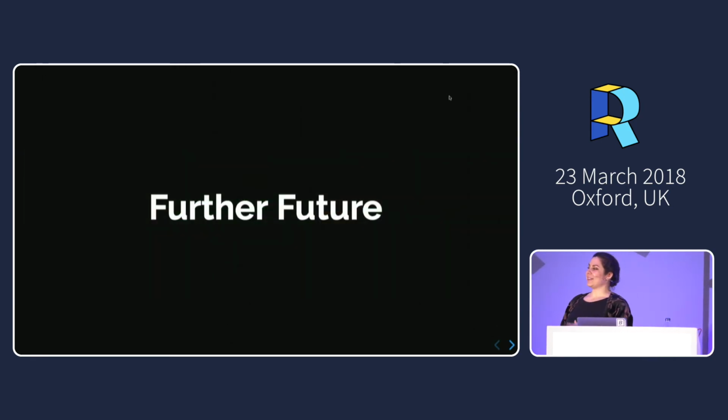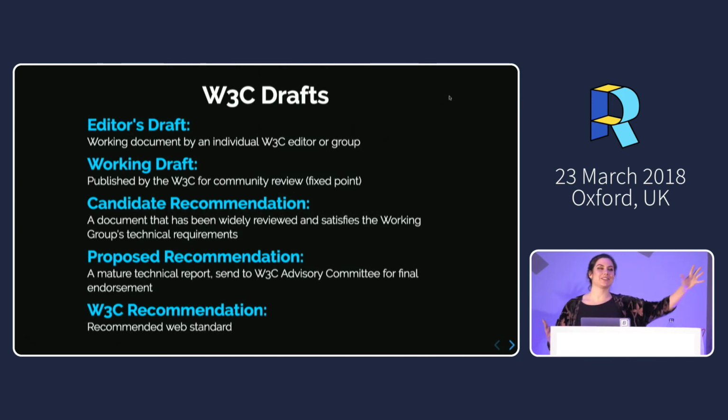So now I want to talk about the even further future, and to get into that, I want to talk about what these terms mean. So when I'm talking about the further future, I'm probably talking about the editor's draft or working draft of the W3C. The editor's draft is essentially like a working document. Don't be fooled by these names. And then the working draft is still a working document, but it's like a fixed point for that working document. So the W3C publishes that fixed point for community review, whereas the editor's draft, it could be any individual editor or group of editors making changes to that fixed point.